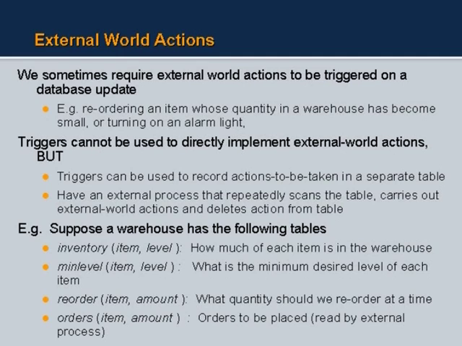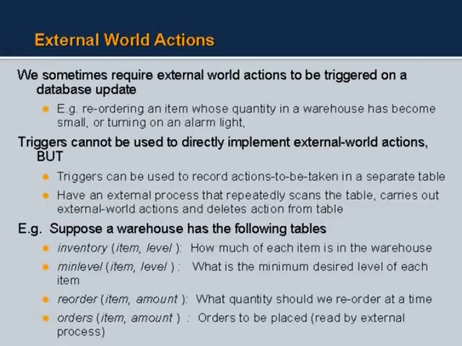What if the order is sent, the purchase order is created and sent off, and then the transaction aborts? The transaction can always abort. So the moment you do an external world action, you cannot roll back the external world action. So you lose the transactional properties right there. So a safer alternative is not to do any external world actions as part of the transaction, but instead put the action to be executed into a table, like a message table or a reorder table.